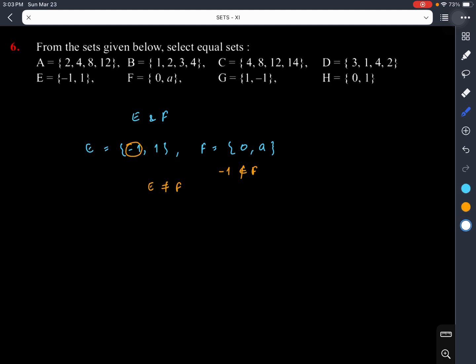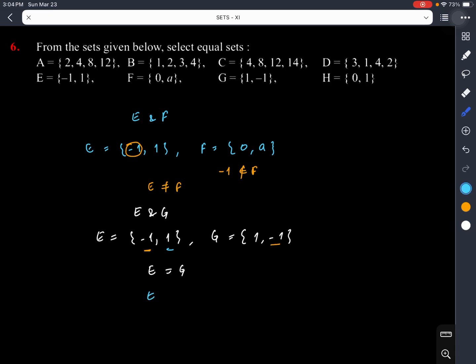Let us compare set E with set G. The elements of set E, as we know, are -1 and 1, and G has elements 1 and -1. As both the sets have the same elements, that is, -1 is an element of both sets and 1 is also present in both the sets, these two sets are equal. So therefore set E is equal to set G.